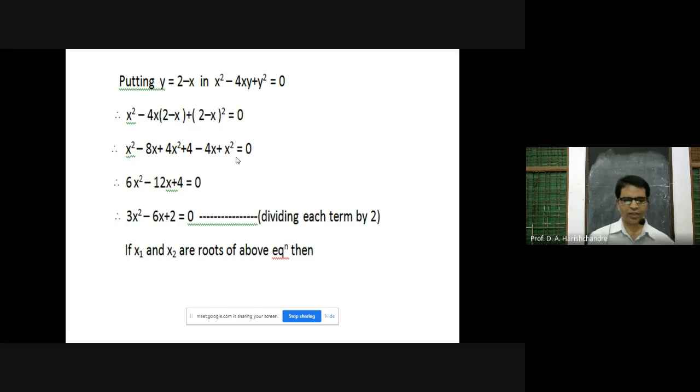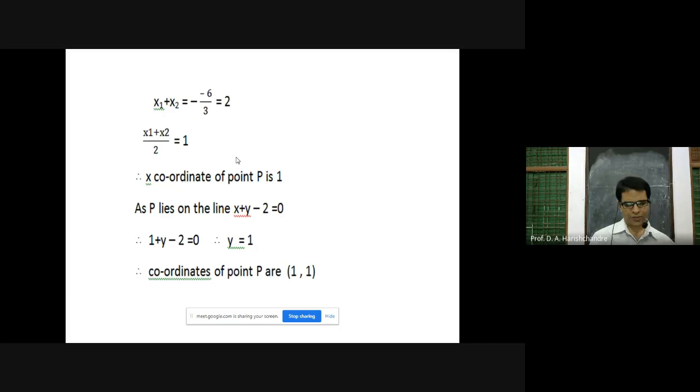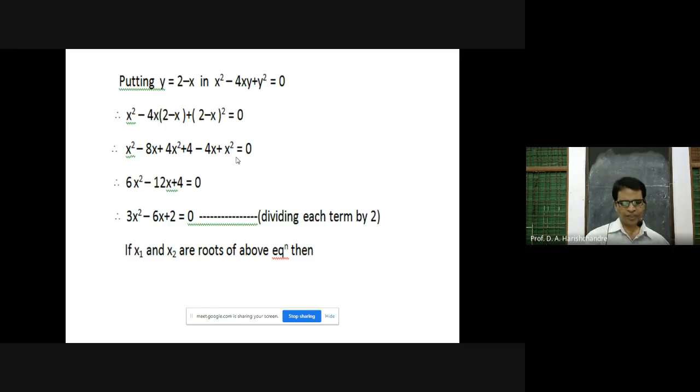So putting y = 2 − x in the equation x² − 4xy + y² = 0, replace each y by 2 − x and solve it. You get one quadratic equation, 3x² − 6x + 2 = 0. Each term of this equation is divisible by 2, so you get x² − 3x + 1 = 0. Solving that quadratic equation, you get the two roots x1 and x2. Actually, x1 and x2 are the two roots of this equation.